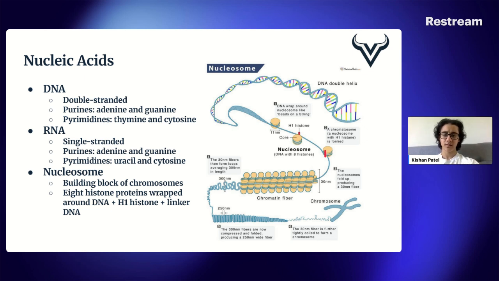The last thing to note is a nucleosome. So this is the building block of a chromosome, and it consists of DNA wrapped around 8 histone proteins for protection. And this is linked to each other by linker DNA and stabilized by the H1 histone protein.